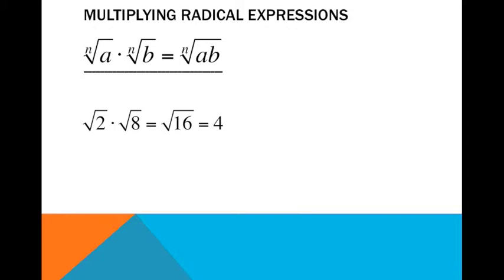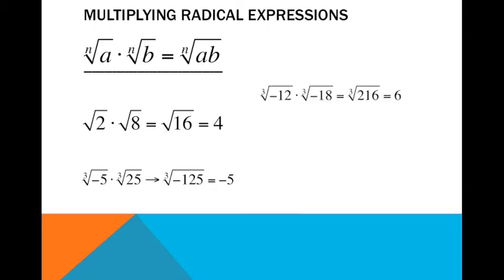4. The cube root of negative 5 times the cube root of 25 becomes the cube root of negative 125, which equals negative 5. And for the last problem, the cube root of negative 12 times the cube root of negative 18 equals the cube root of 216. You can factor out 216 and find that the answer is 6.